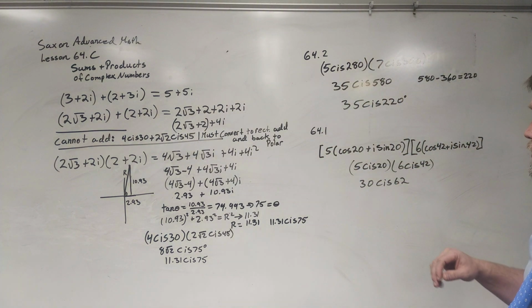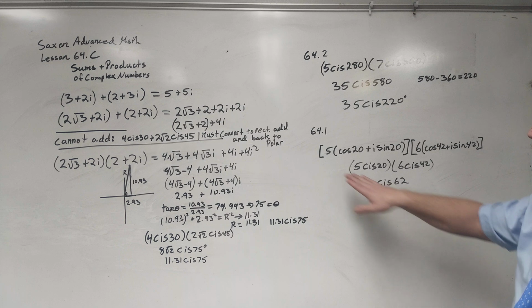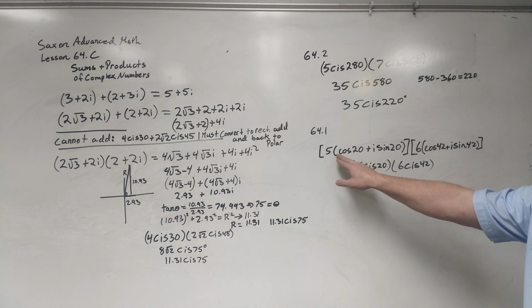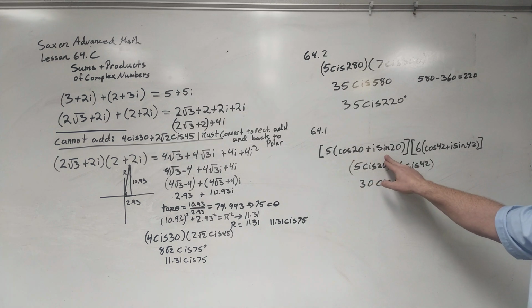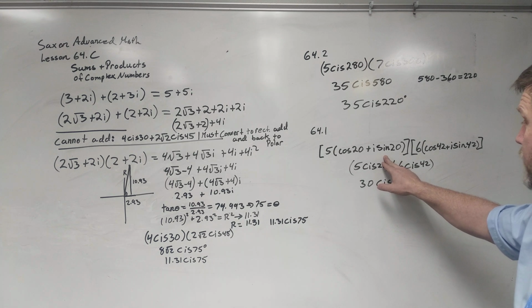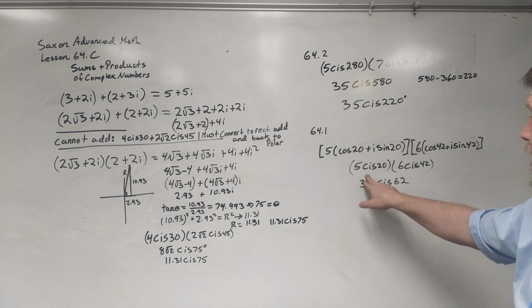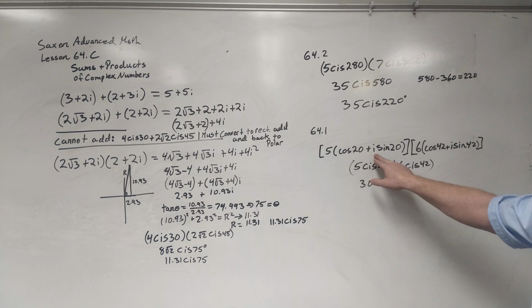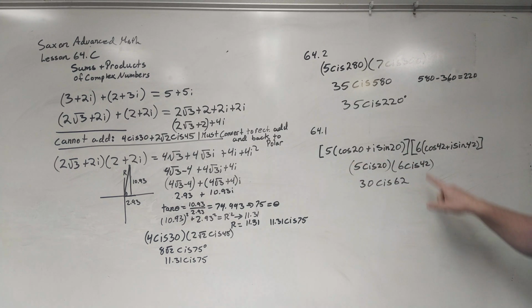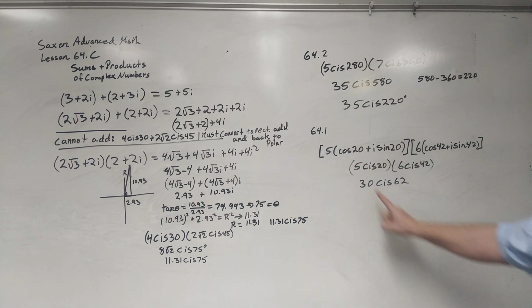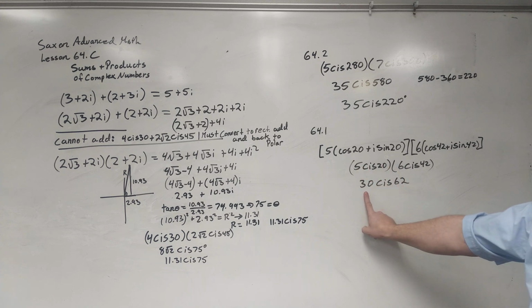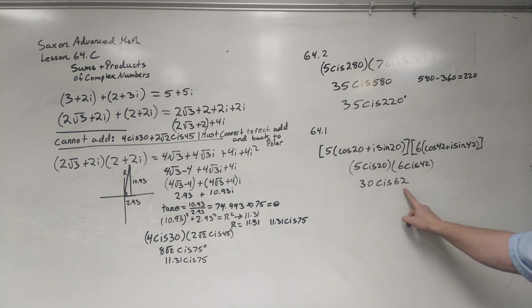64.1 is very similar to this, and we'll look at that really quickly here. They said multiply these two, and notice that this is cosine plus i sine in here, but we're going to go ahead and just rewrite it as 5 CIS 20 degrees and 6 CIS 42. When I multiply this, 5 times 6, I get my 30. My 20 and my 42 is 62.